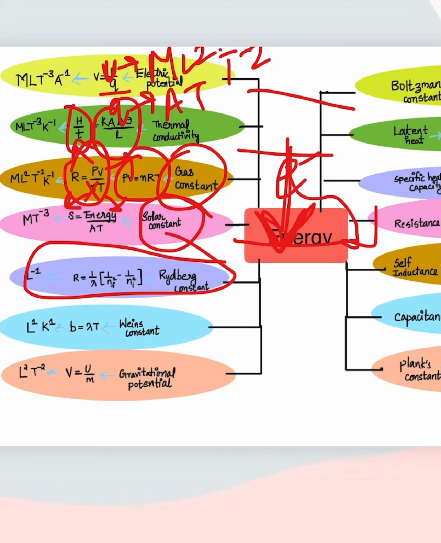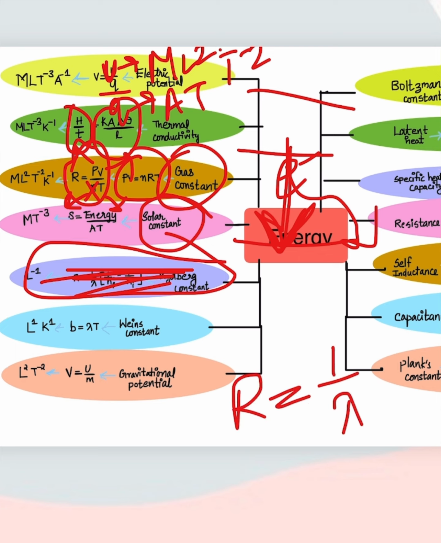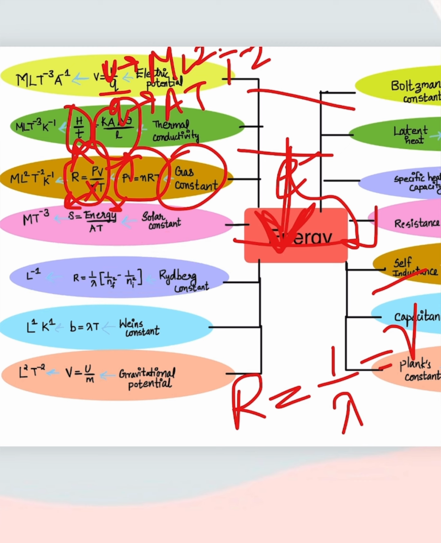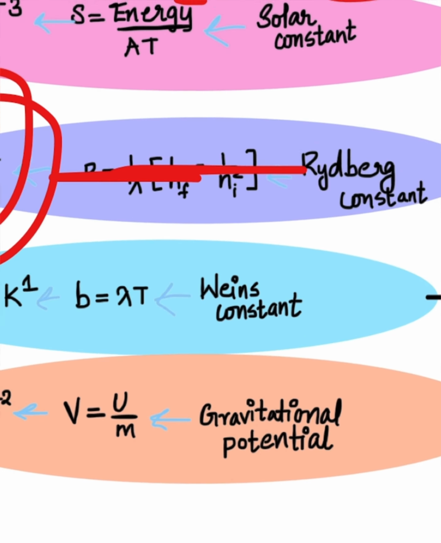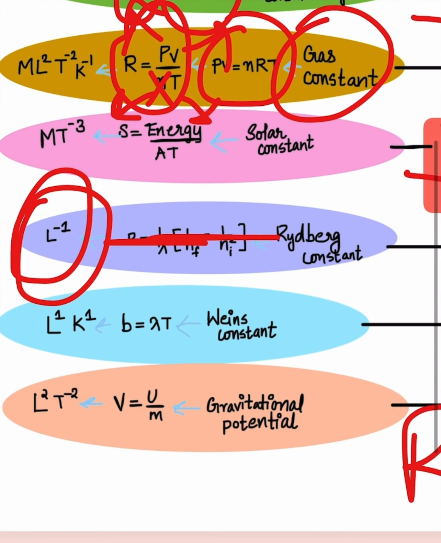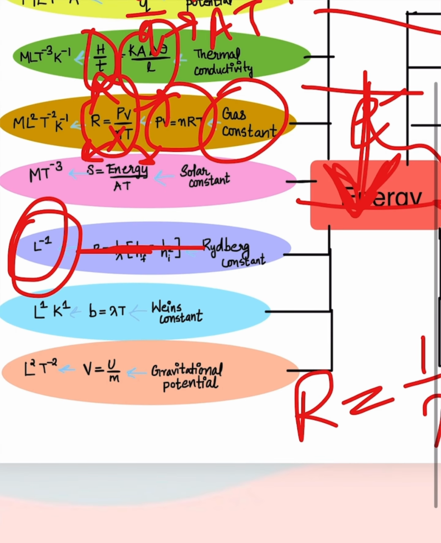You don't have to study this equation. There is a mistake in this. The unit of Rydberg constant will be: R is equal to 1 by lambda is equal to nu bar, right? So you don't have to study this equation, this is wrong. The dimension will be L raised to minus 1. That is R is equal to 1 by lambda is equal to nu bar. L raised to minus 1 will be the unit dimension.